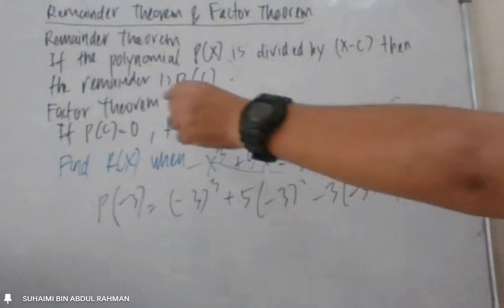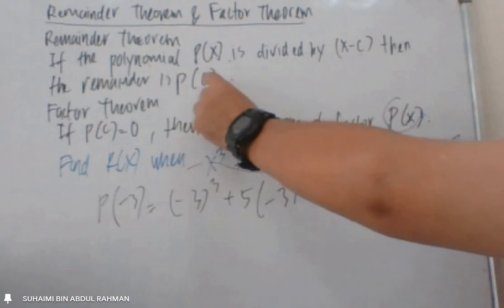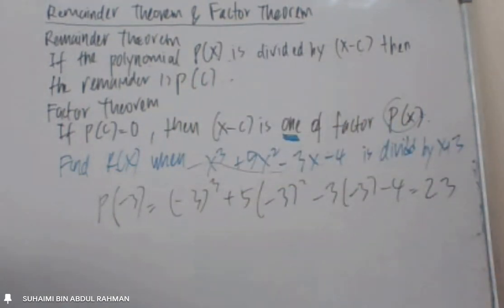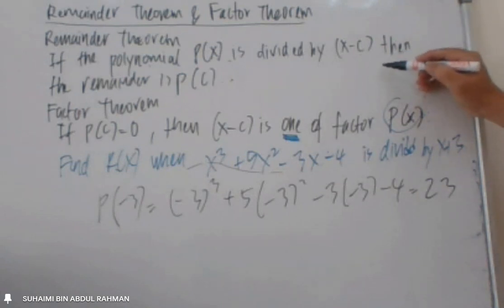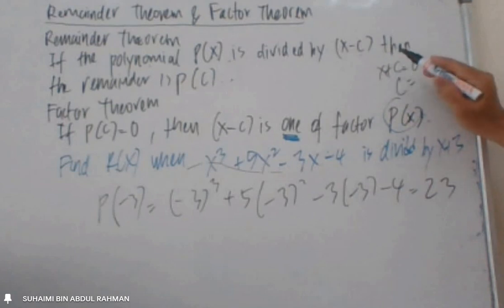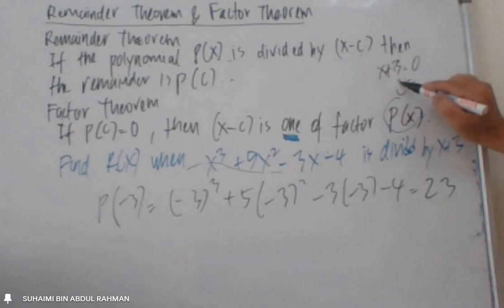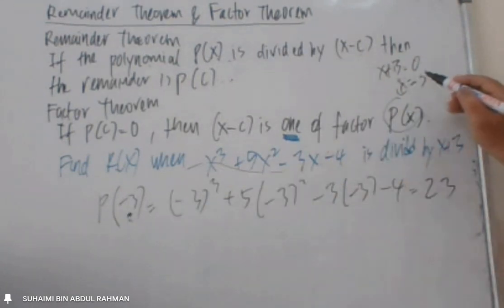So the remainder is P(c), and c is minus 3. Why minus 3? Because we always make x plus 3 equal to 0, so x equals minus 3. So in the place of x, you put minus 3. You get it?